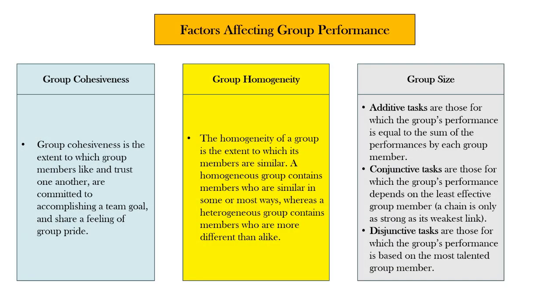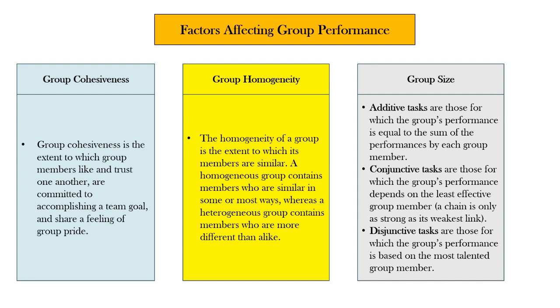We have factors affecting group performance. We have group cohesiveness, which would consist of group homogeneity and group size. Group cohesiveness is the extent to which group members like and trust one another, are committed to accomplishing a team goal, and share a feeling of group pride. Number one, one of the factors is group homogeneity.